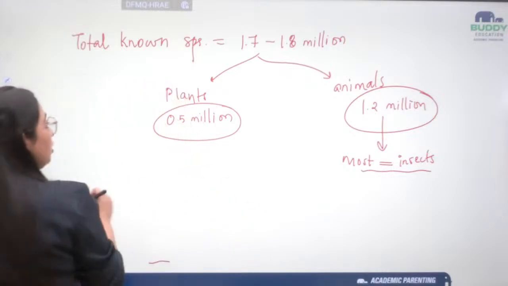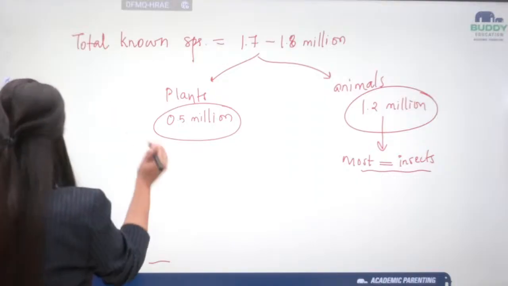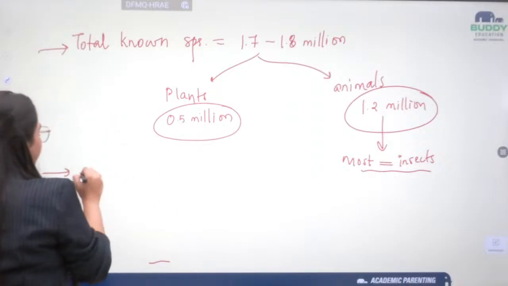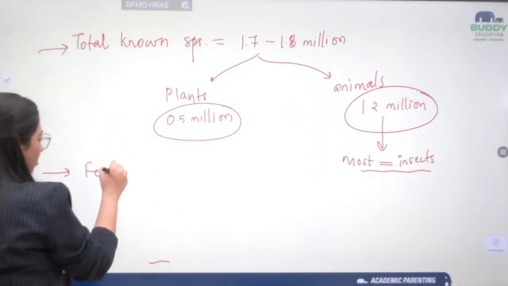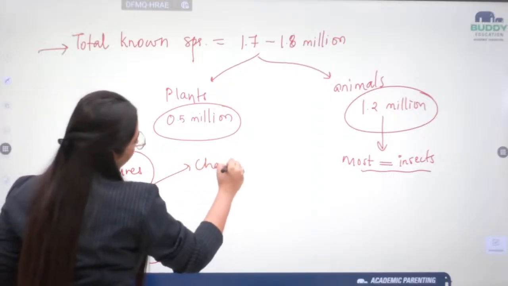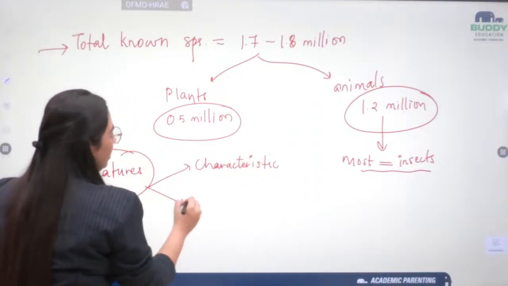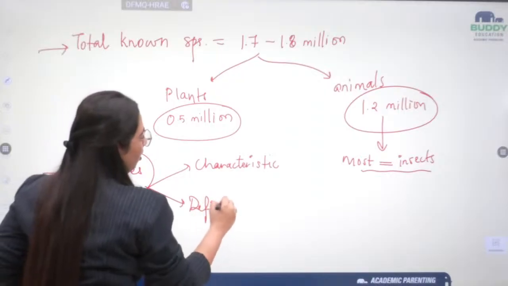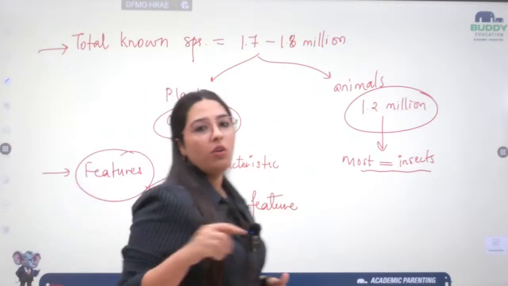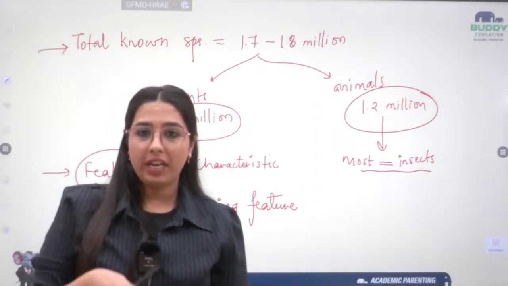Just to decide that a species is living, we have two kinds of features. What two kinds of features are? One is characteristic feature and the other is defining feature. Okay. Now, giving you an introduction about what is the difference between characteristic feature and defining feature.